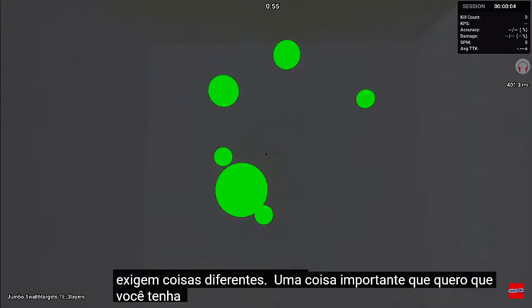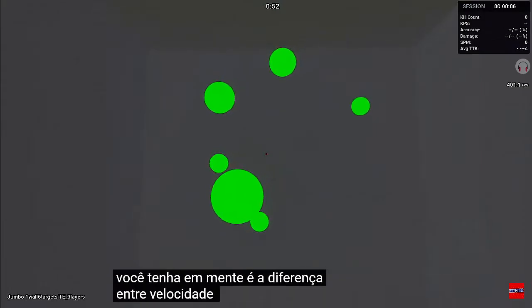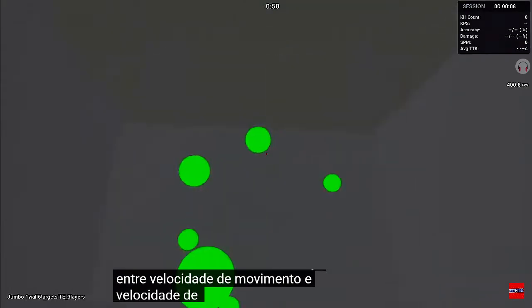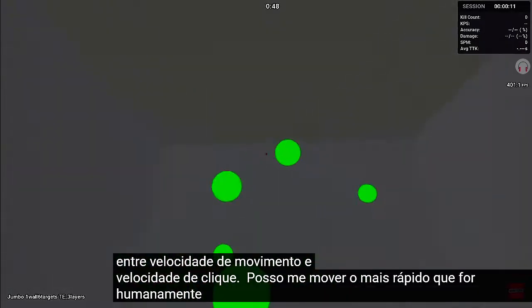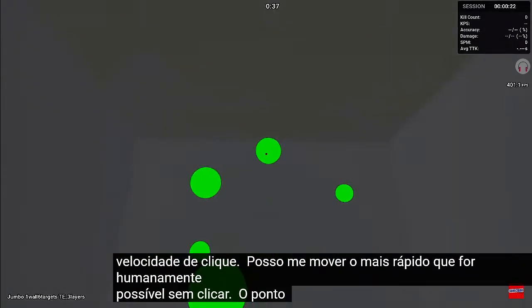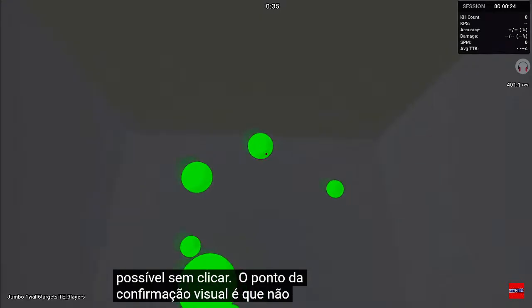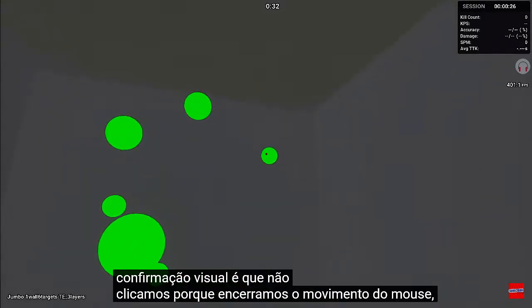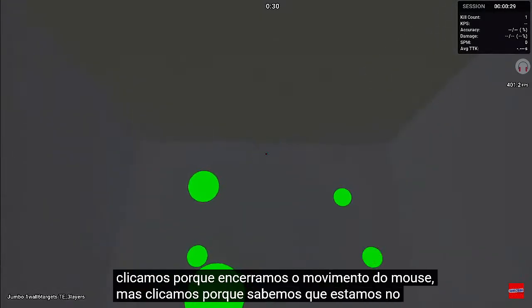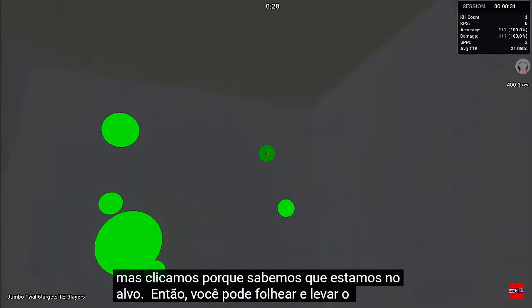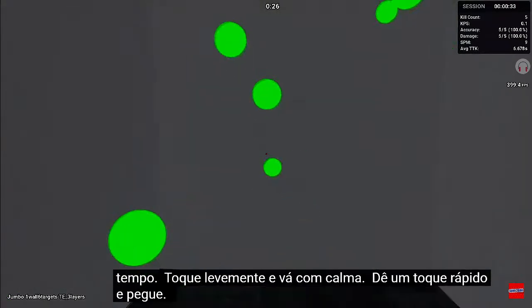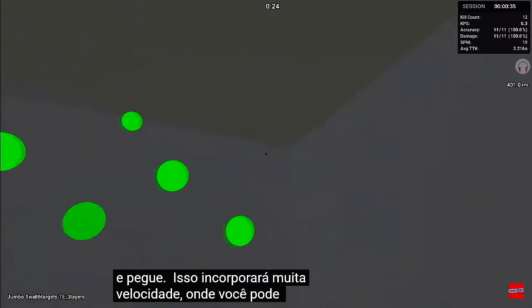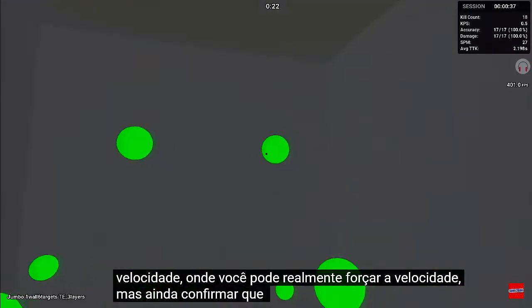A big thing I want you to keep in mind is the difference between flicking speed and clicking speed. I can move as fast as humanly possible without clicking. The point of visual confirmation is that we don't click because we end our mouse movement, but we click because we know we're on target. So you can flick and take your time, flick and take your time, flick and take. This will incorporate a lot of speed where you can actually push speed, but still confirm that you're on target.